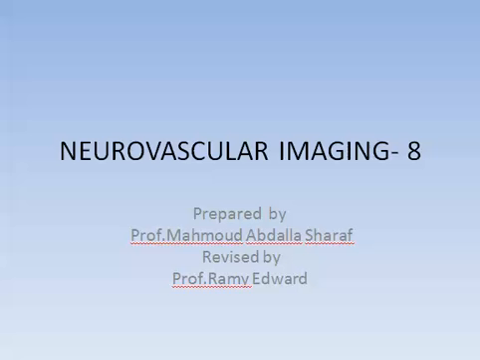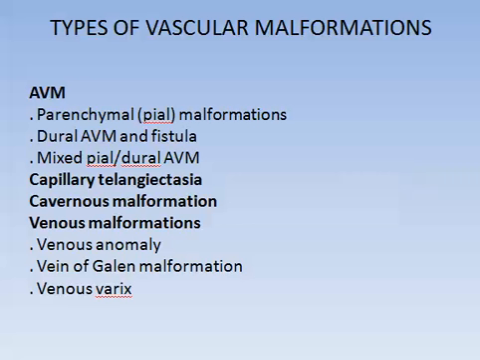It will be dealing with vascular malformations. We have many types: parenchymal, or what's called pial malformations, dural AVM, mixed both. We have capillary telangiectasis, cavernous malformations, venous malformations, including venous anomaly, vein of Galen aneurysm, and venous varix.